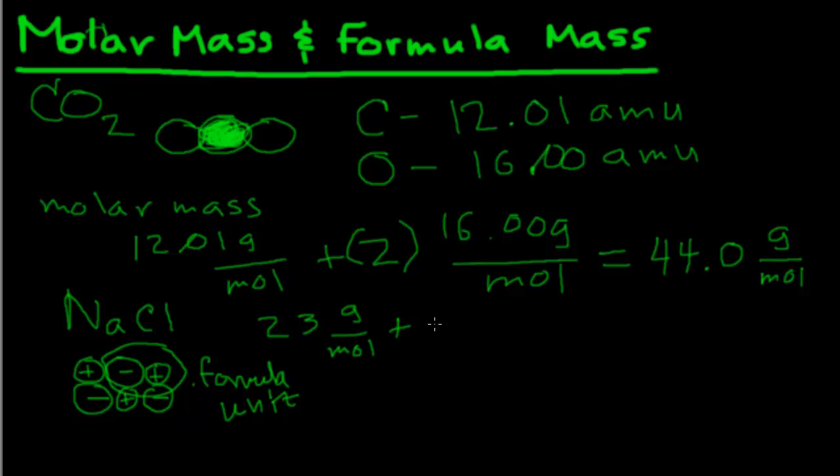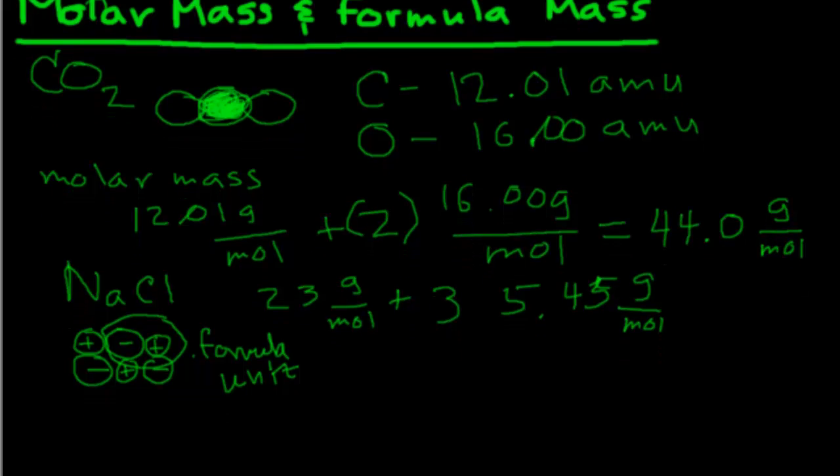Right? So we're going to then add that to the mass of chlorine. What's the mass of chlorine off the periodic table? 35.45. Right, grams per mole. And so you just add those up, and you get the total molar mass of one formula unit of NaCl.